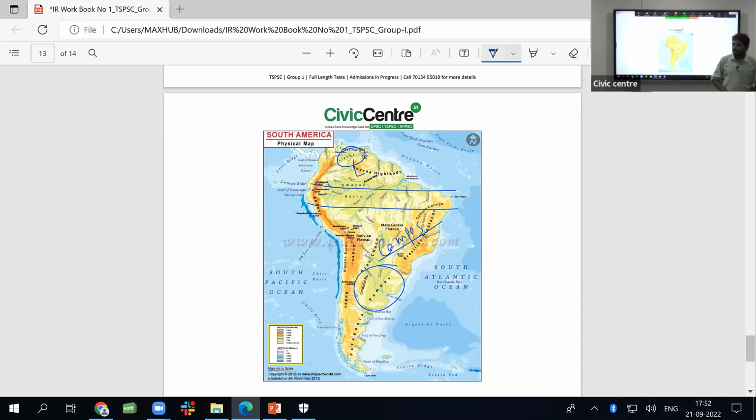Tasmania is one of the provinces of Australia. Great Barrier Reef, a coral reef. Can you locate it on the eastern side of Australia?